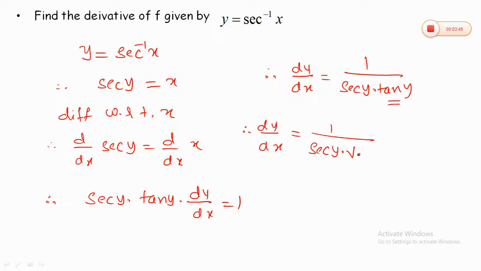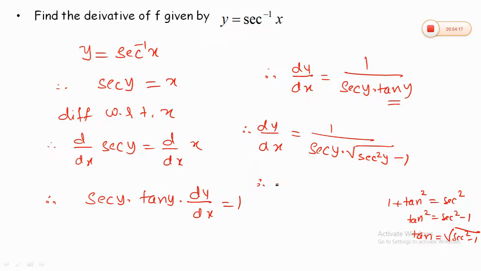So that is, I will write here: 1 plus tan square equal to sec square. Therefore tan square equal to sec square minus 1. Therefore tan equal to root of sec square minus 1. So therefore tan y equal to root of sec square y minus 1.